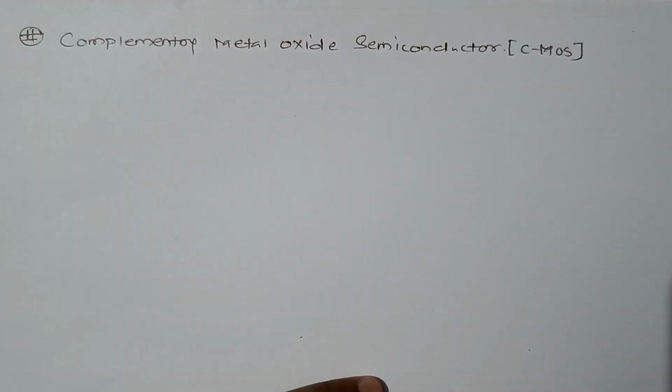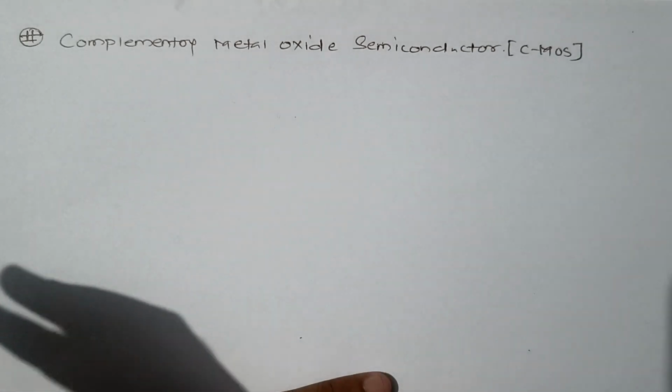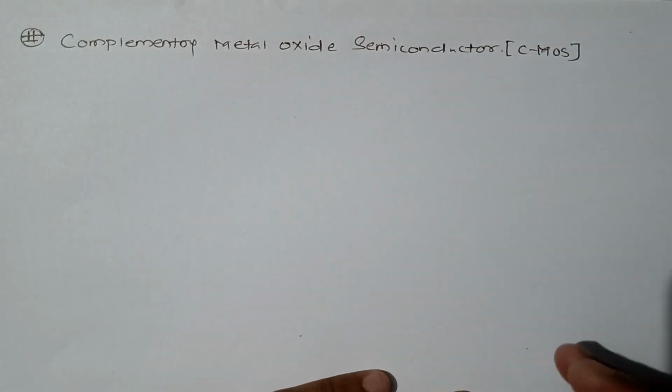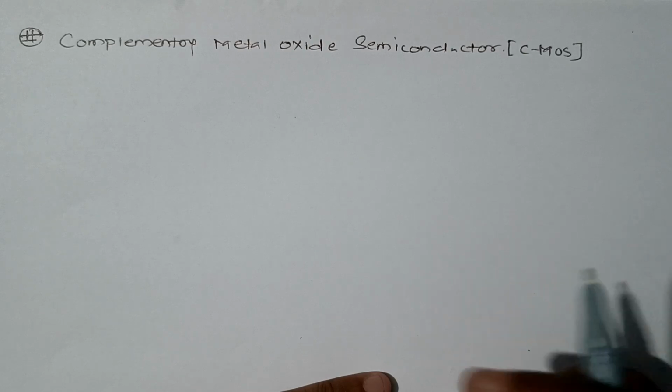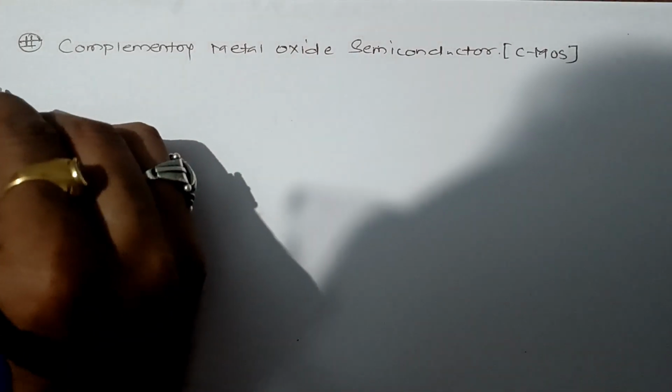Hello everyone. In this video we'll see CMOS, that is, what is the working principle of complementary metal oxide semiconductor, and we'll also see how it works as an inverter. So हमने earlier video में देखा था how PMOS works as NAND gate, NOR gate as well as NMOS as NAND and NOR gate. So let us come across CMOS.